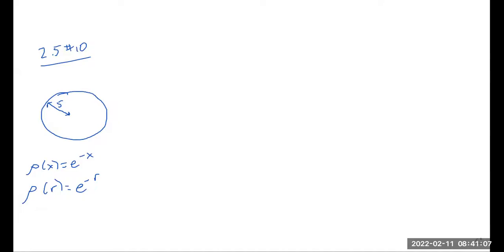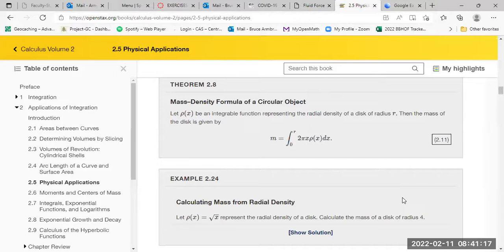And just to help confirm that's what we want, if we go back and look at the book, I've got the book open on another page here. Let me go ahead and share that. So this is in section 2.5 and it's Theorem 2.8. Hopefully you guys can all see it here.